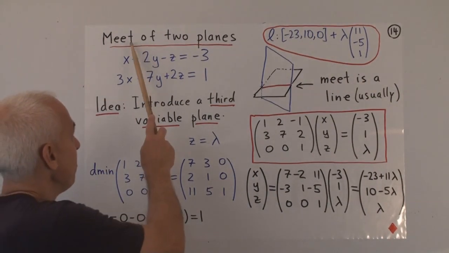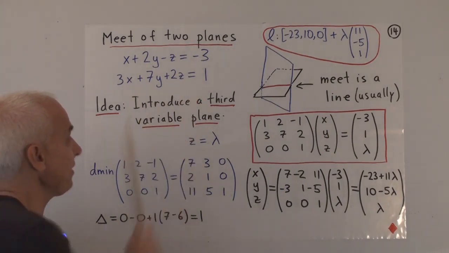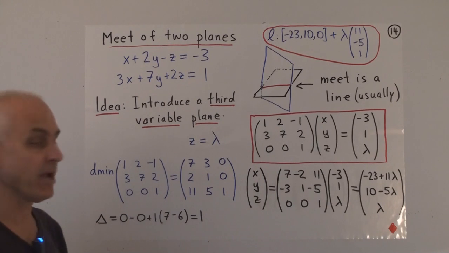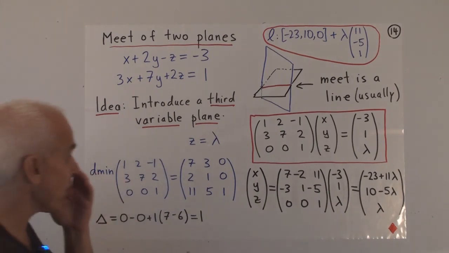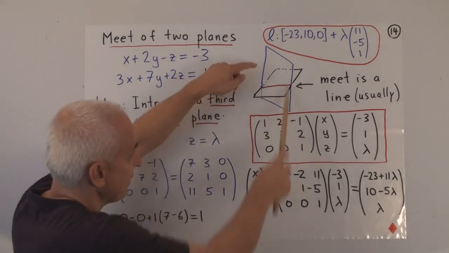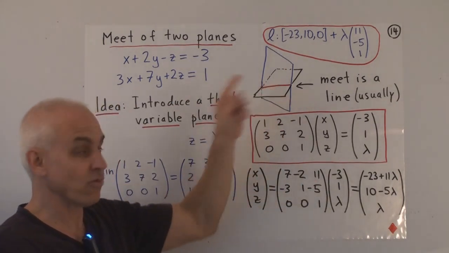Okay, so we're going to talk about the meet of two planes. And let's look at an example. Here's one plane given by a single linear equation. And here's another plane given by another equation. And here's the picture that we have in our mind. There's one plane somewhere like this, another plane somewhere like this, and these two planes are meeting in a line. We want to describe that line.